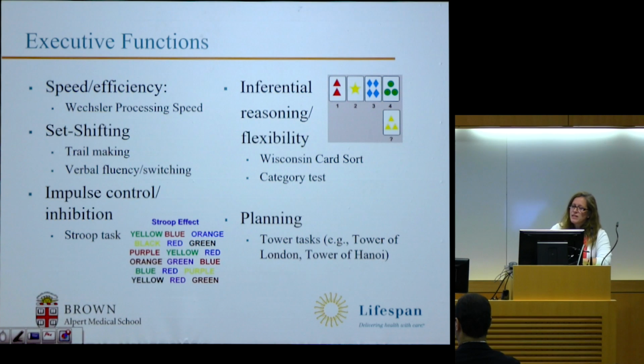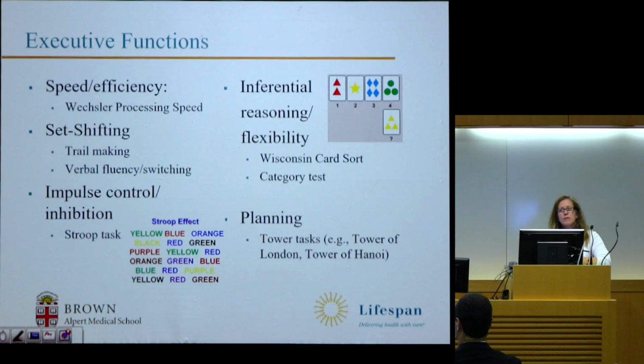The inferential reasoning and flexibility types of tasks, like the Wisconsin card sort, that's an example of one where you're given a card and you have to decide where it belongs. You're given feedback about whether your answer is right or wrong, and you have to use that to figure out how to get the right answer.